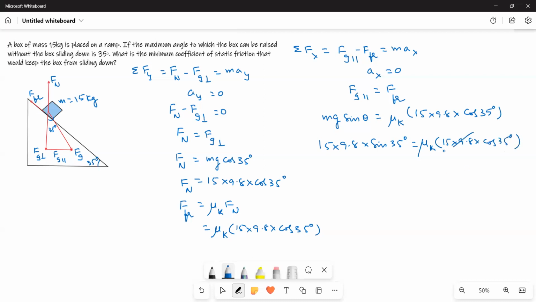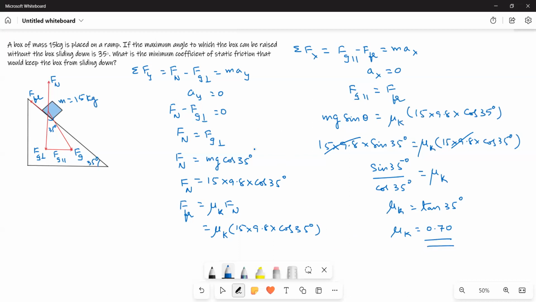Okay, so 15 into 9.8 goes off on both sides. We are left with sine 35 divided by cos 35 is the mu k, or mu k is equal to tan 35 degrees. And tan 35 is equal to 0.7. So this is the value of the coefficient of friction.